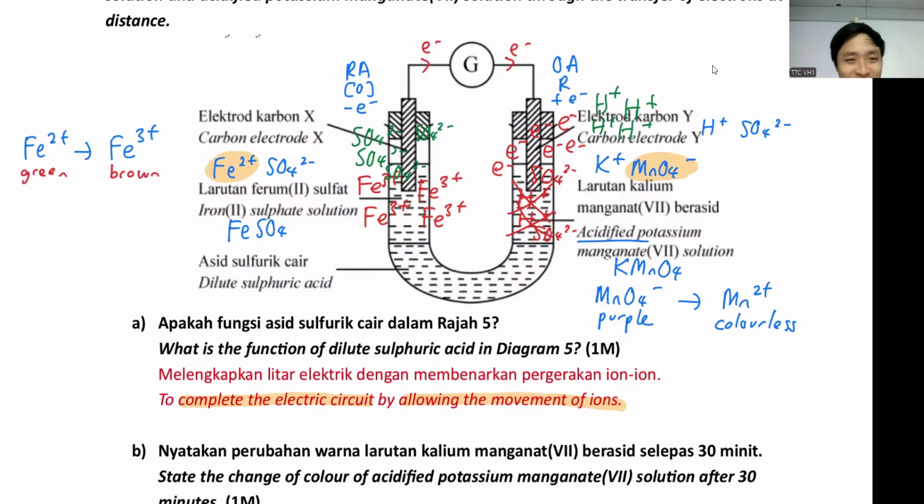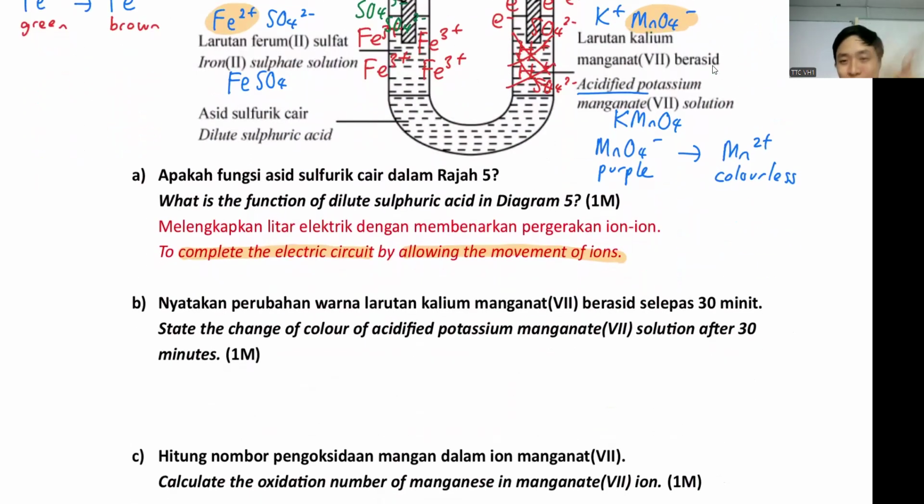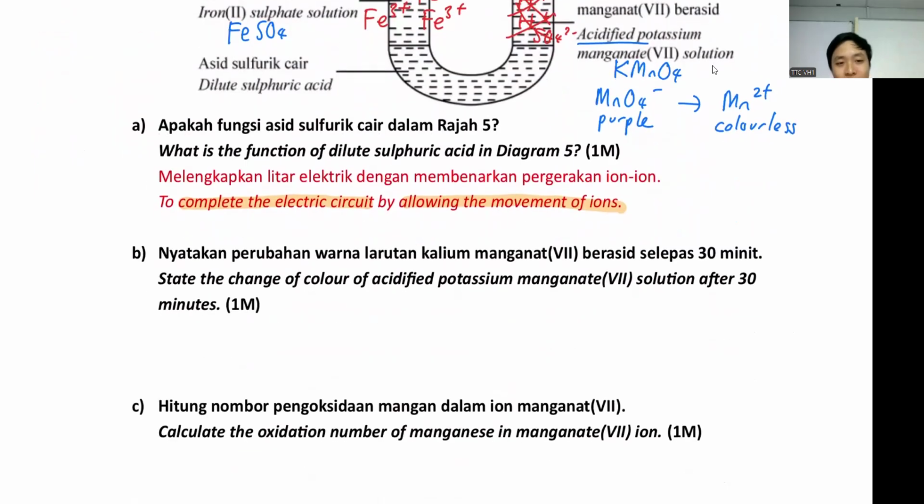Understand? Yeah. So just in case you don't know, I have said too much, but just to make you understand the concept. Okay, change of color after 30 minutes for KMnO4, simple: purple to colorless.